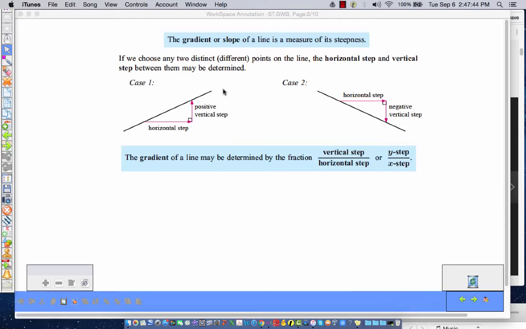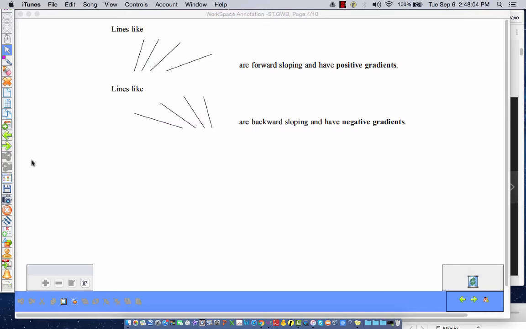We have positive slope tilting to the right. We have negative slope tilting to the left, and our slope is measured by the vertical step compared to the horizontal step. The y step over the x step. The rise up and down over the run left and right. Lots of ways that it is known. So we'd already talked about slanting towards the right as positive, slanting to the left is negative.